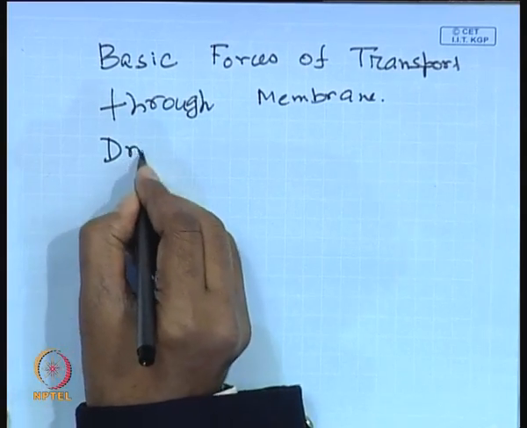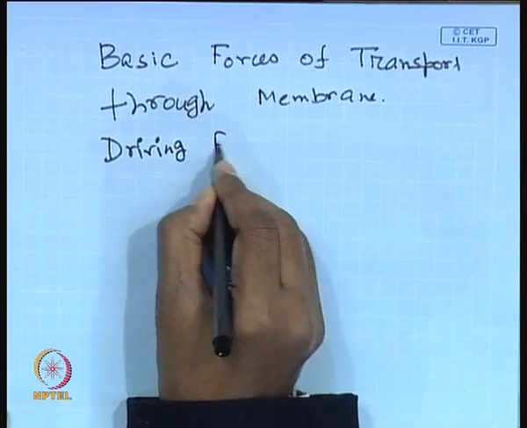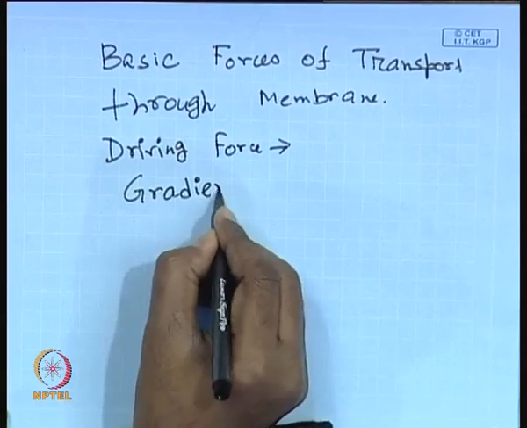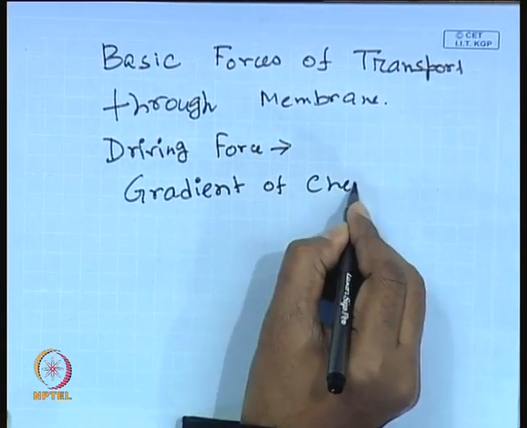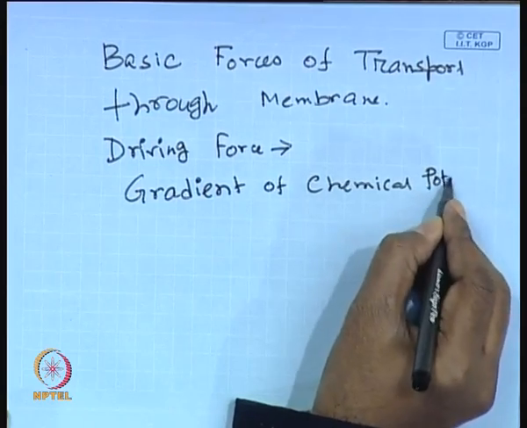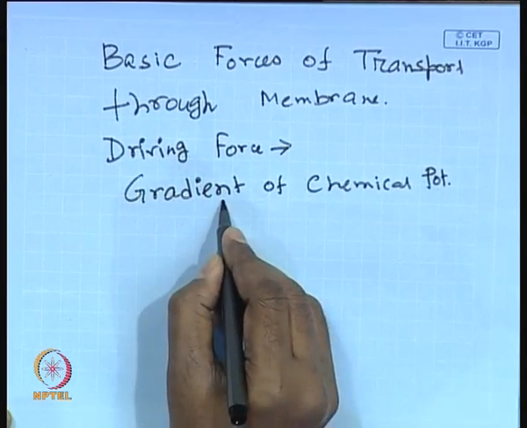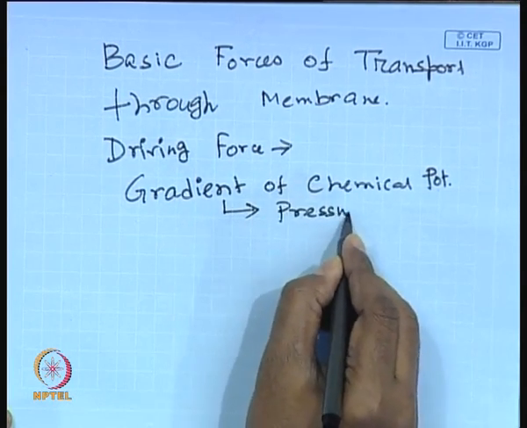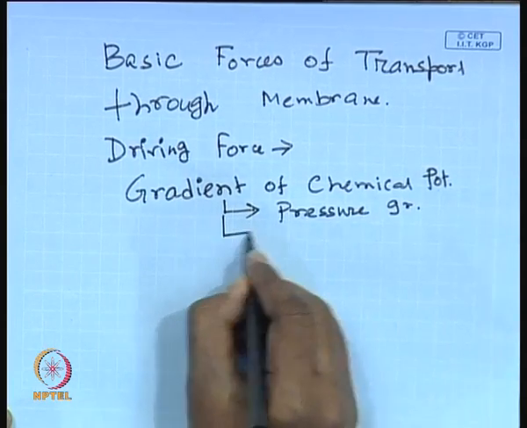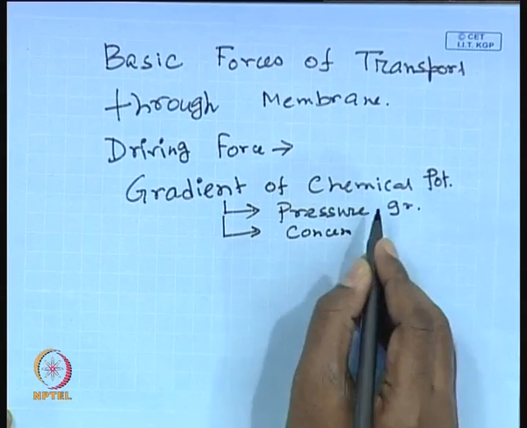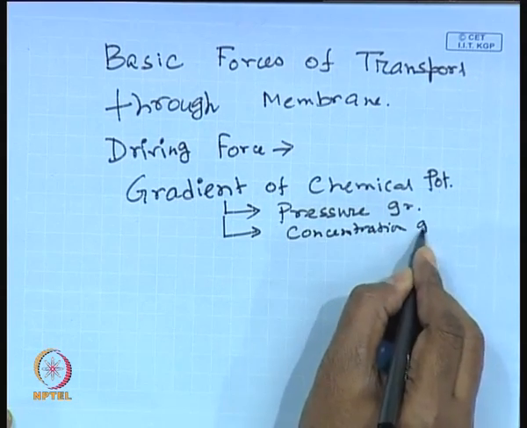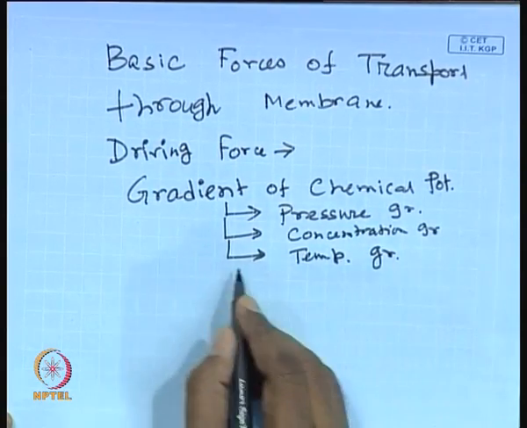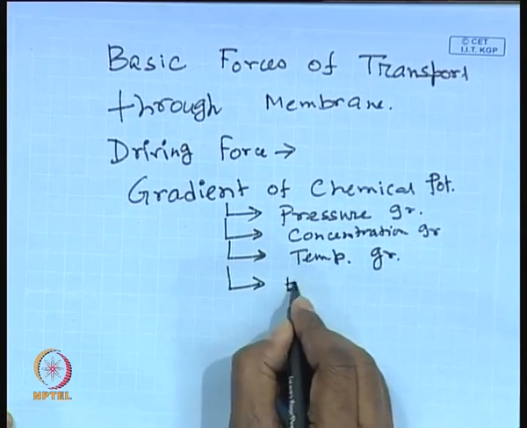Now, what is the driving force? I think we have discussed it earlier. The driving force is nothing but the gradient of chemical potential. This gradient of chemical potential will have three components: one is the pressure gradient, concentration gradient, and temperature gradient. You can have an electrochemical, electric potential gradient as well.